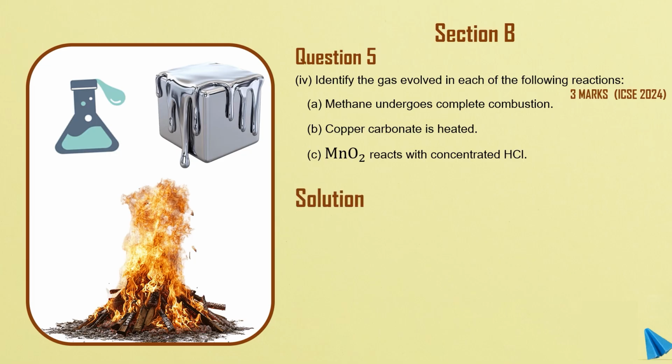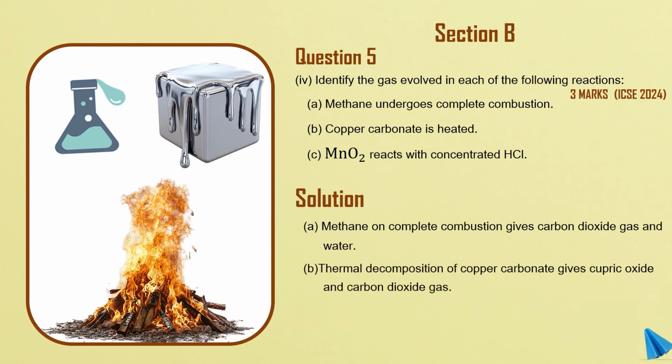Here is the solution. The answer to the first one is methane on complete combustion gives carbon dioxide gas and water. The answer to the second one is thermal decomposition of copper carbonate gives cupric oxide and carbon dioxide gas. The answer to the third one is chlorine gas is released when MnO2 reacts with HCl.